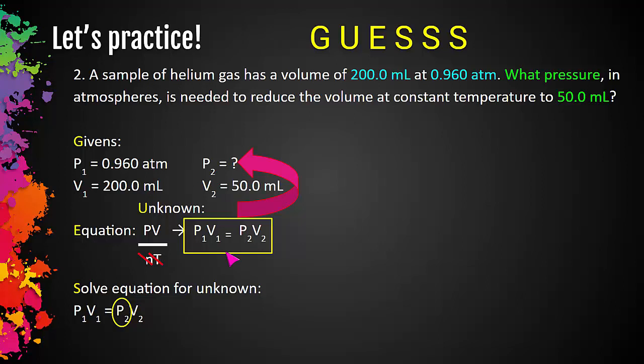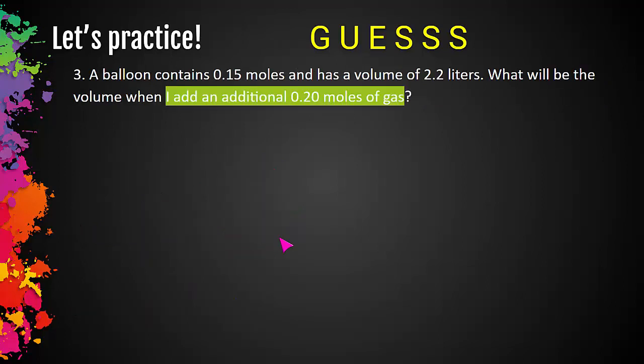Again, I don't care that you know the name. I do want you to be able to make this equation from the combined gas law. All right, the final question, number 3. A balloon contains 0.15 moles and has a volume of 2.2 liters. What will be the volume when I add an additional 0.2 moles? So ask yourself what's changing.